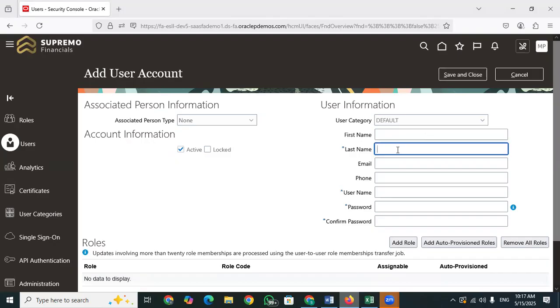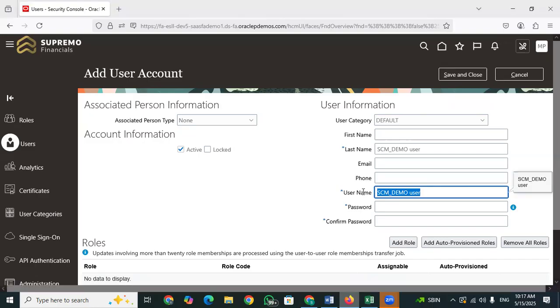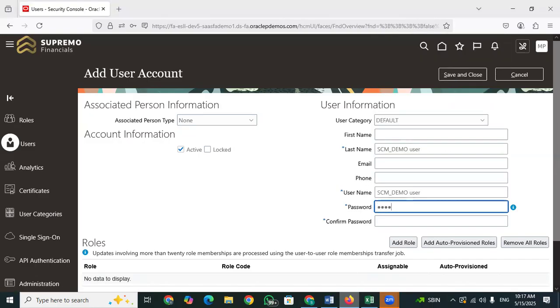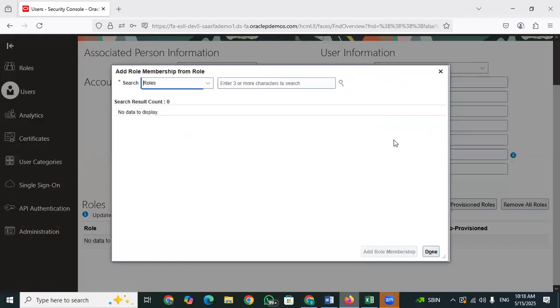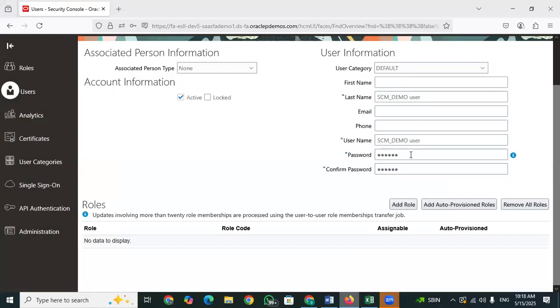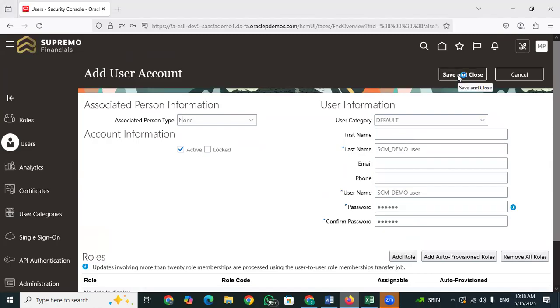Okay. So for example, SCM demo user. Yes. Right. This is the username. Password, you will give your password. Okay, I'm giving. It's the same as what you do at the mobile level. Then add role. The roles are nothing but some primary roles. You need to add those roles. Say this is the user account, this is the password. Okay, I save and close this.